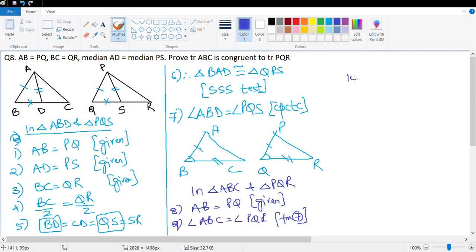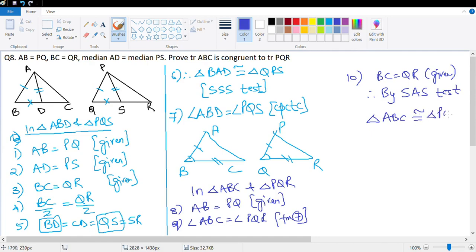And let's look at point number 10. BC is equal to QR. This is also given. Therefore, by side angle side test, triangle ABC is congruent to triangle PQR. Hence, proved. That's exactly what they want us to prove. We've been able to do that. Good, let's look at the next question.